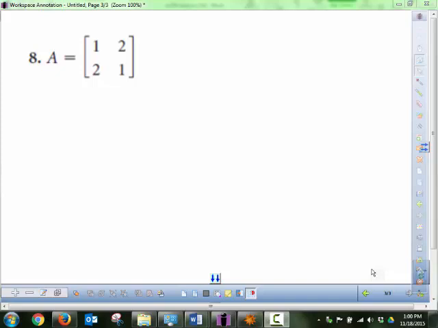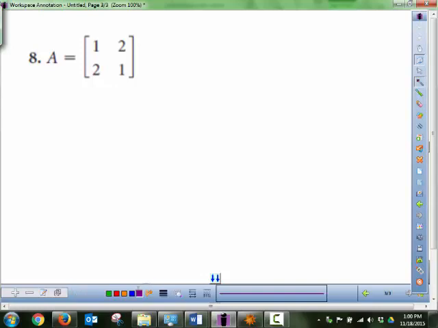Easy. All right. We start off by looking for eigenvalues, and then we find the eigenvectors. So let's do that in that order. So, eigenvalues.